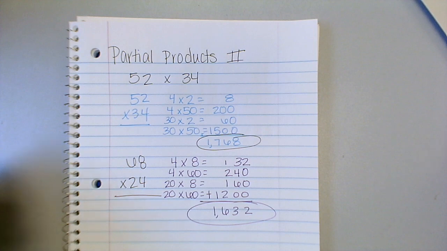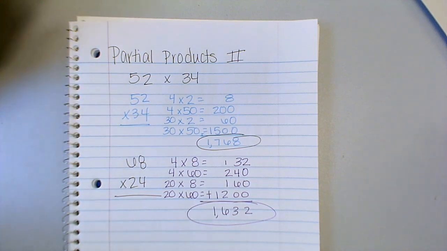So that's all I have about partial products part 2. It's just slightly a different way of looking at it, but hopefully you can start to understand conceptually what's happening with multiplication and what the kids are trying to also learn.